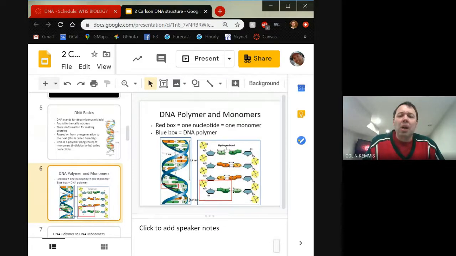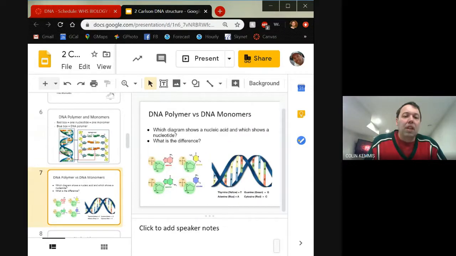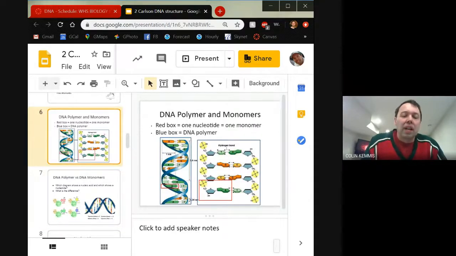All right, now the monomer is a little confusing. Kids get a little bit confused about this one. So the monomer actually has 3 parts. Mono means one. Remember, mono means one, but there's 3 parts to the monomer for DNA. Okay, it is a phosphate, a sugar, and a base.